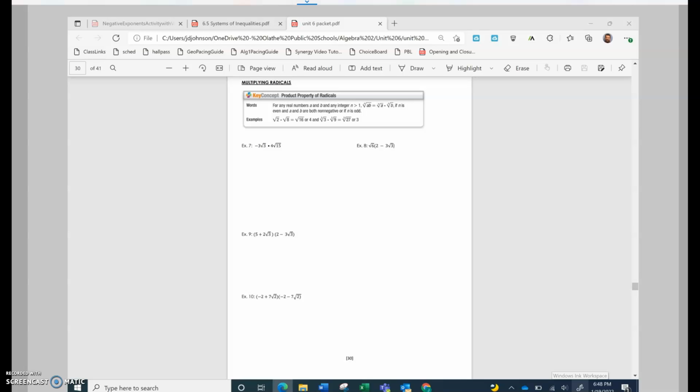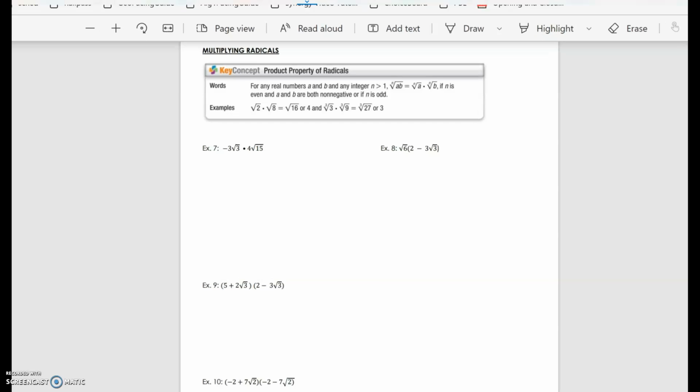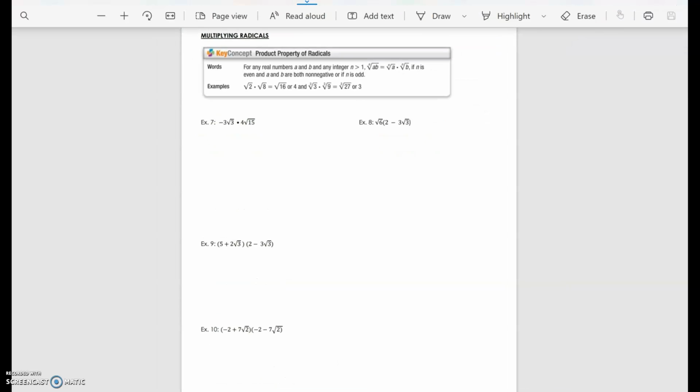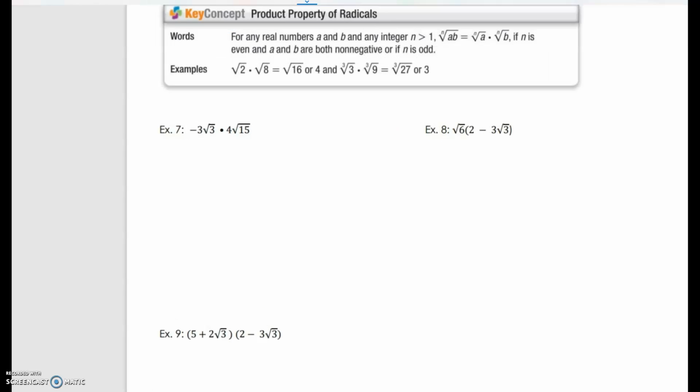Welcome to the second video of 6.5 simplifying radicals. In this video we're going to focus on multiplying radicals and then adding and subtracting. So go ahead and continue along in your packet. This is page number 30, multiplying radicals.